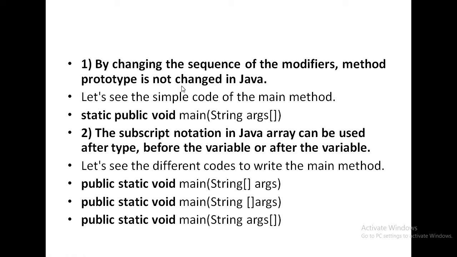Then the thing is, by changing the sequence of modifiers the main method prototype does not change in Java. That means public static can be changed. You can write public static void main or static public void main. I have already discussed this in previous classes. The subscript notation in a Java array can be used after the type, before the variable, or after the variable. In any way you can write it, no problem.